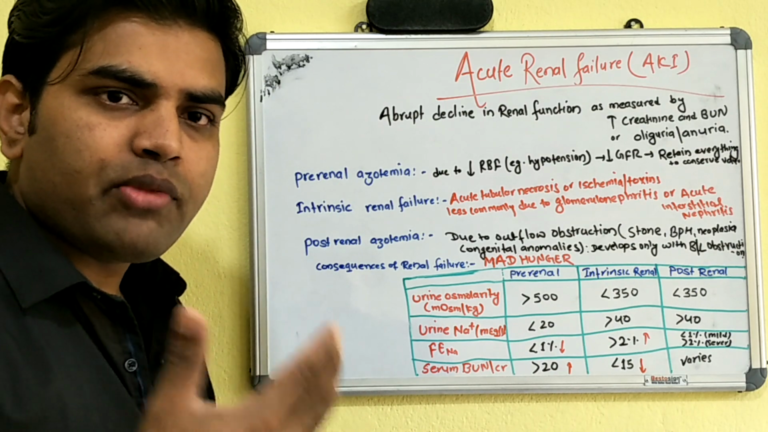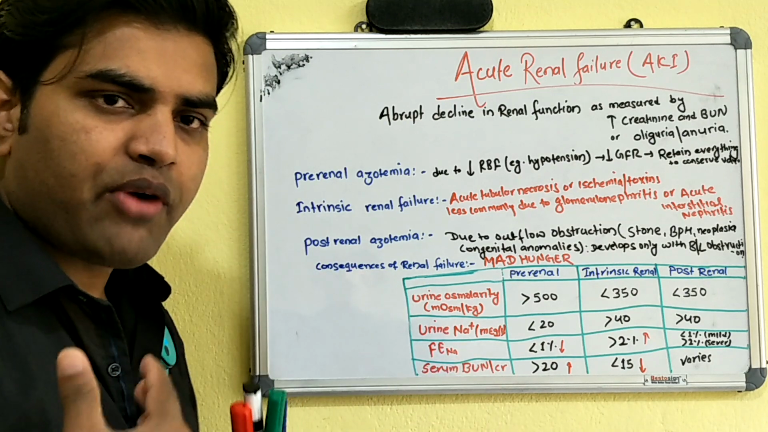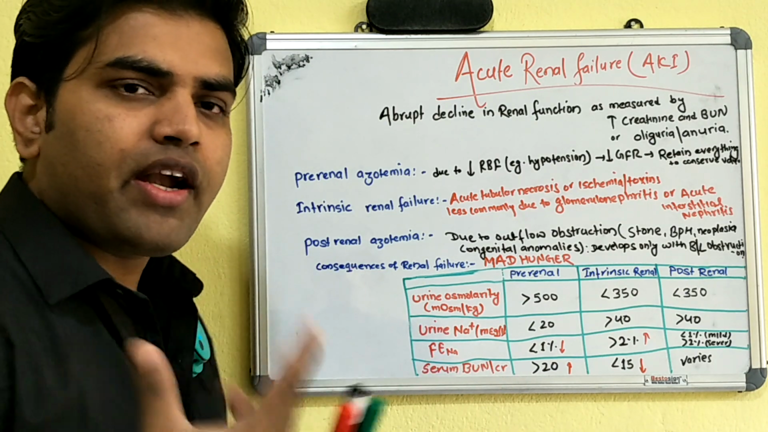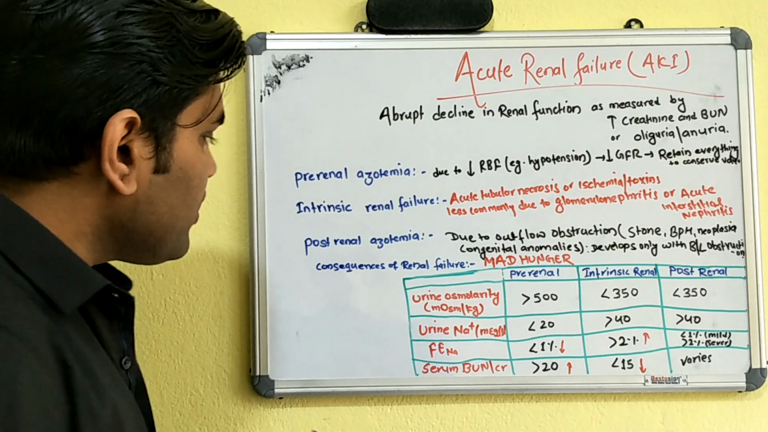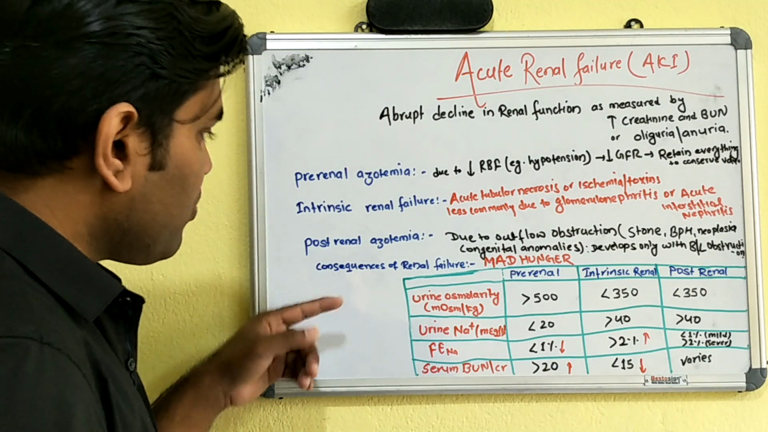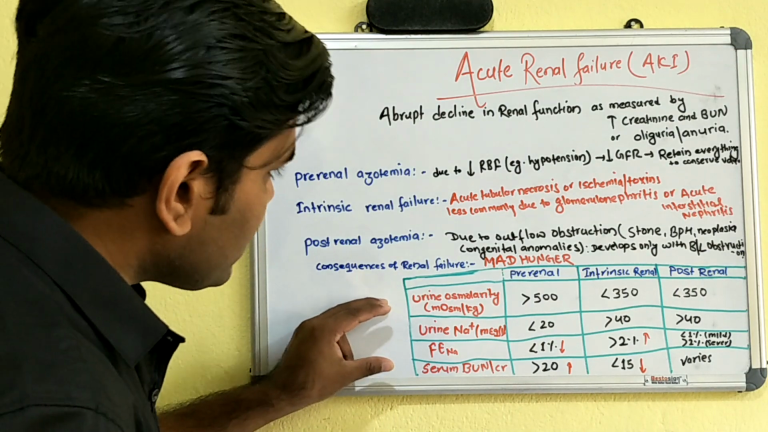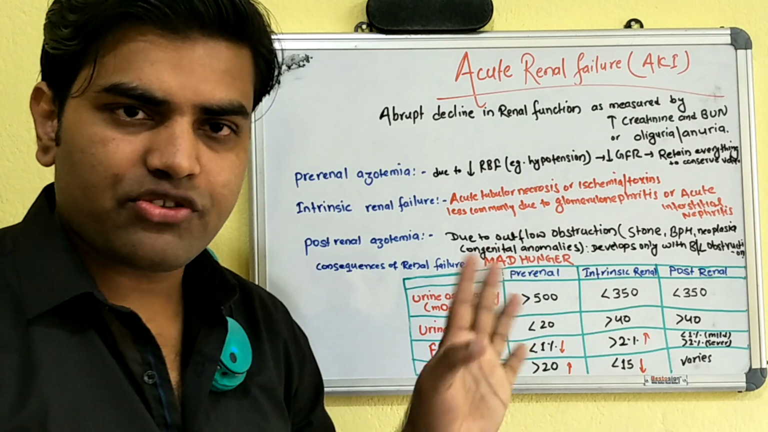If there is any obstruction that causes backward pressure and compression on the kidney, and causes atrophy and damage of your cortex and medulla, then that is post-renal. Okay, so then we will discuss the consequences of renal failure and how we can diagnose whether it is pre-renal, intrinsic or post-renal.